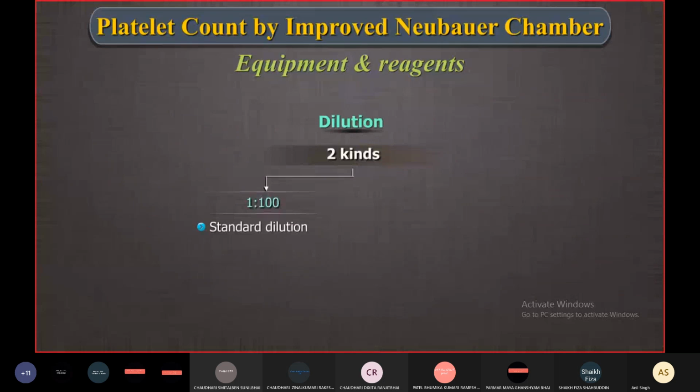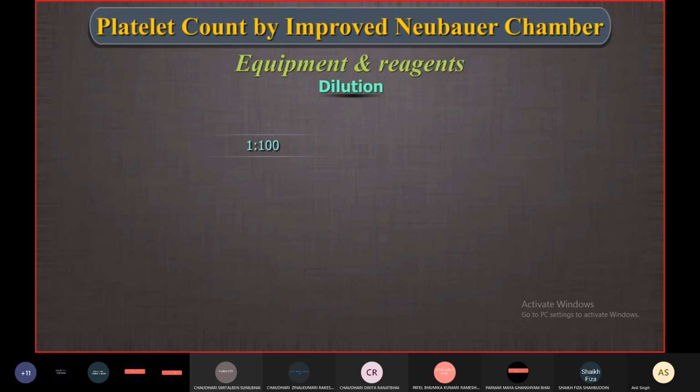Dilution. The standard dilution for platelet counts is 1:100. However, if the count is low, the 1:100 dilution can be difficult and can create errors. Therefore, if warranted, a 1:20 dilution can be employed. 1:100: take 1.98 ml of platelet diluting fluid in a tube. Then aspirate 20 microliters blood in a pipette and mix it with the diluent. This results in 1:100 dilution.